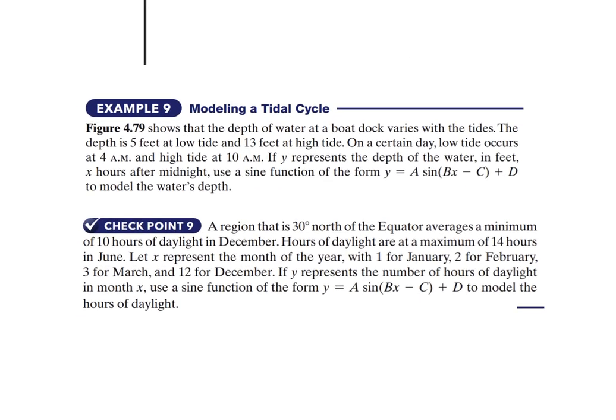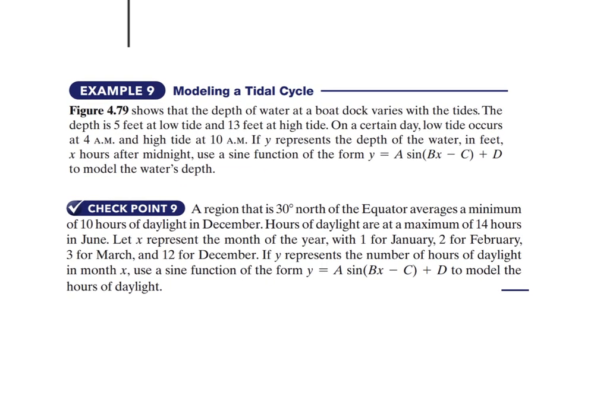So example 9, modeling a tidal cycle. Figure 4.79 shows that the depth of water at a boat dock varies with the tides. The depth is 5 feet at low tide and 13 feet at high tide. So that just means here's a dock and here's 5 feet at low tide and 13 feet at high tide.